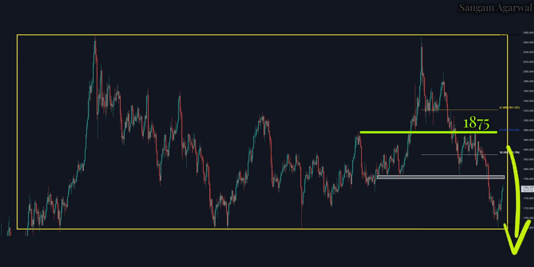And if you follow simple price action, until price breaks this range, you buy at 1680 and sell at 2070.